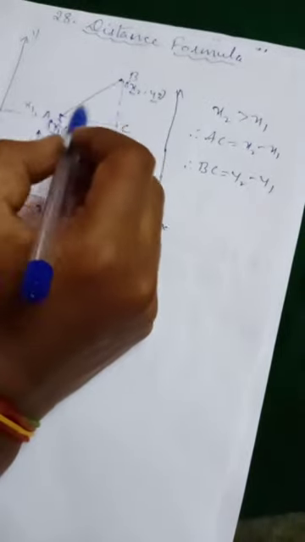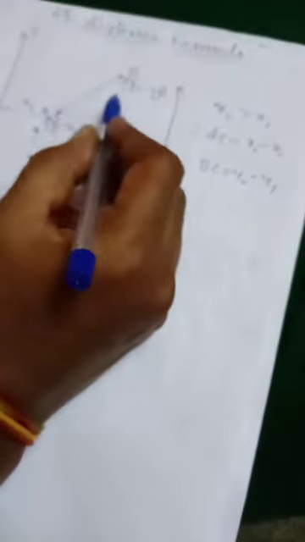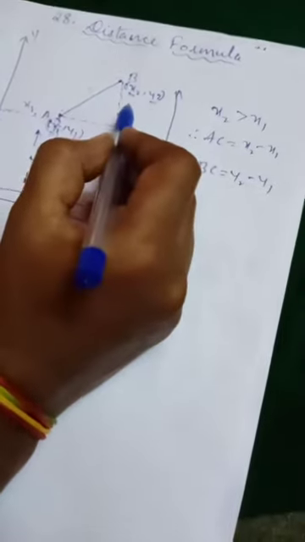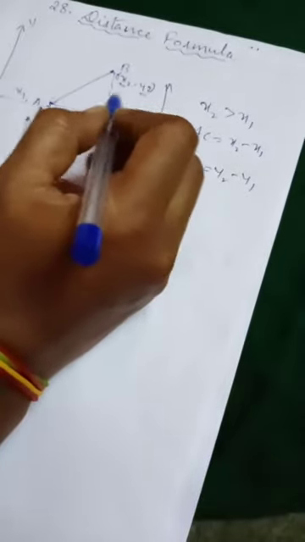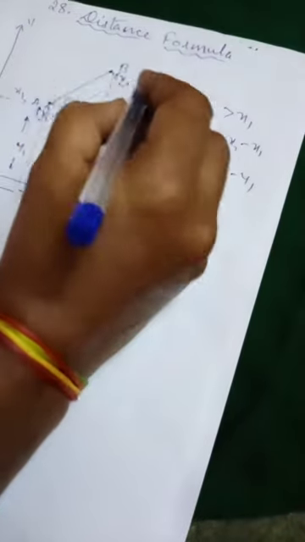Now if you look carefully, you will notice the triangle ABC is a right angle triangle with AB as the longest side, that is the hypotenuse, this is the perpendicular and this is the base. By Pythagoras theorem, hypotenuse square is equal to the sum of the squares of the other two sides. AC is x2 minus x1 and BC is y2 minus y1 here.